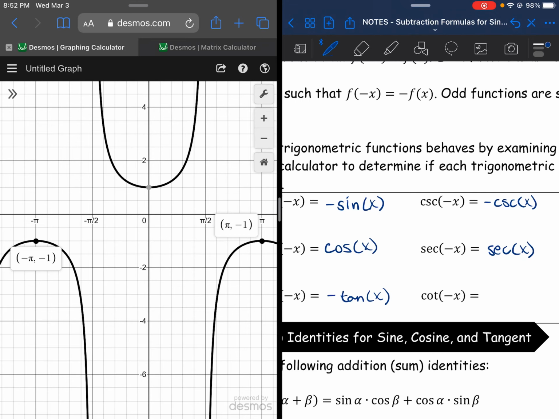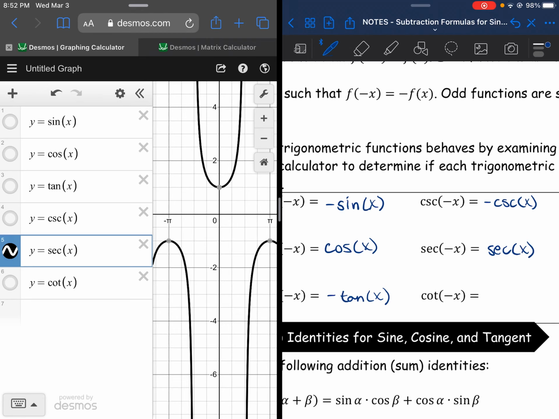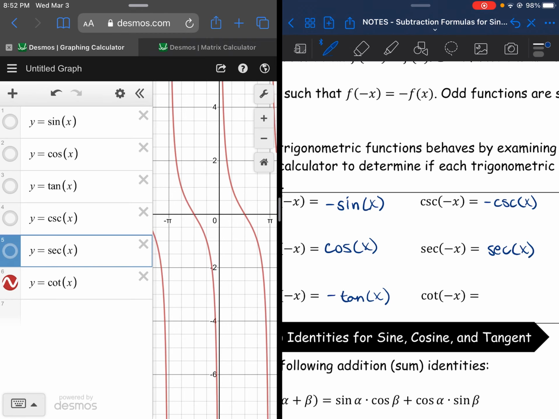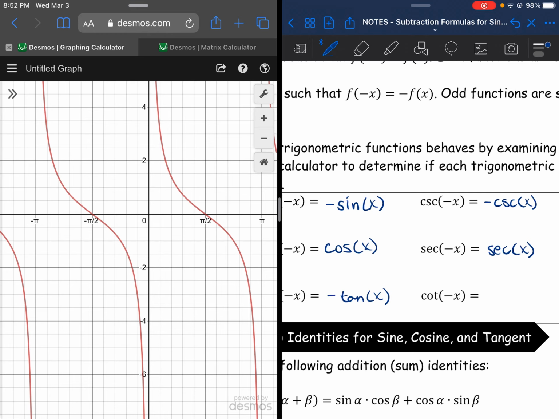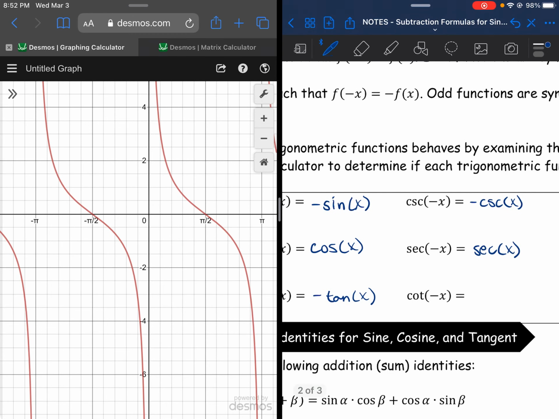And then finally, let's look at the cotangent. We can guess, though, that since tangent is an odd function, cotangent should also be an odd function, and the graph goes ahead and verifies that. We can see that there is origin symmetry, there is not y-axis symmetry. So cotangent is an odd function, just like tangent, which means that the cotangent of negative x is the negative cotangent of x.